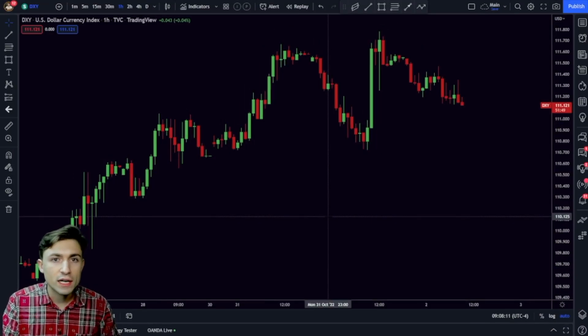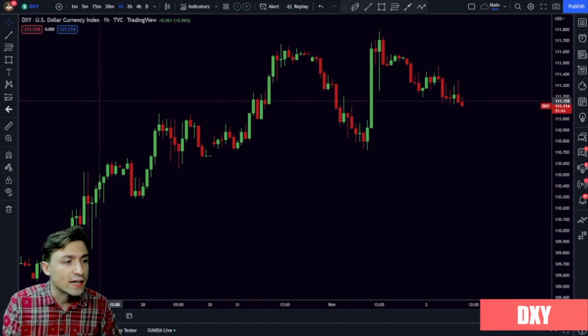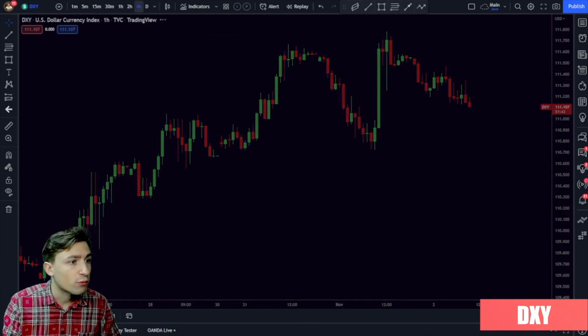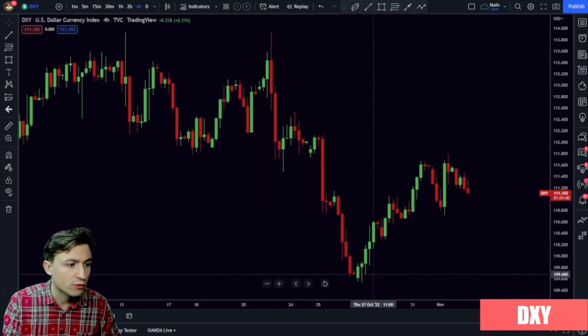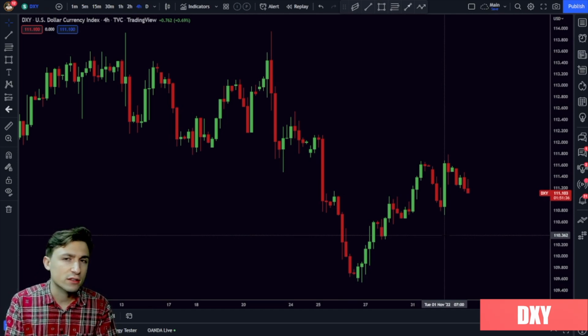So here we are, we've got a chart pulled up of the US dollar. We're looking at the dollar index, or the DXY. And what we can see here on the 4-hour chart is we have actually recovered from the lows. Let's talk about where we think the dollar is going on various different news releases.